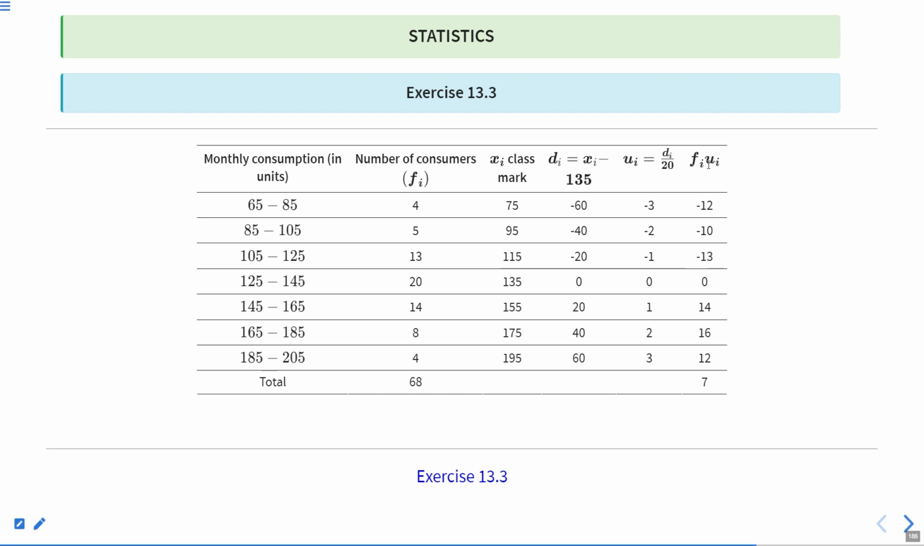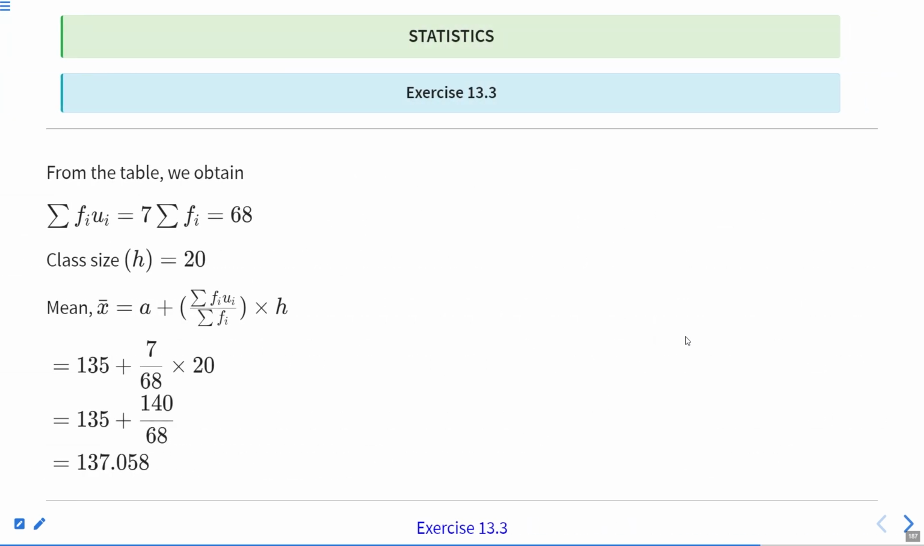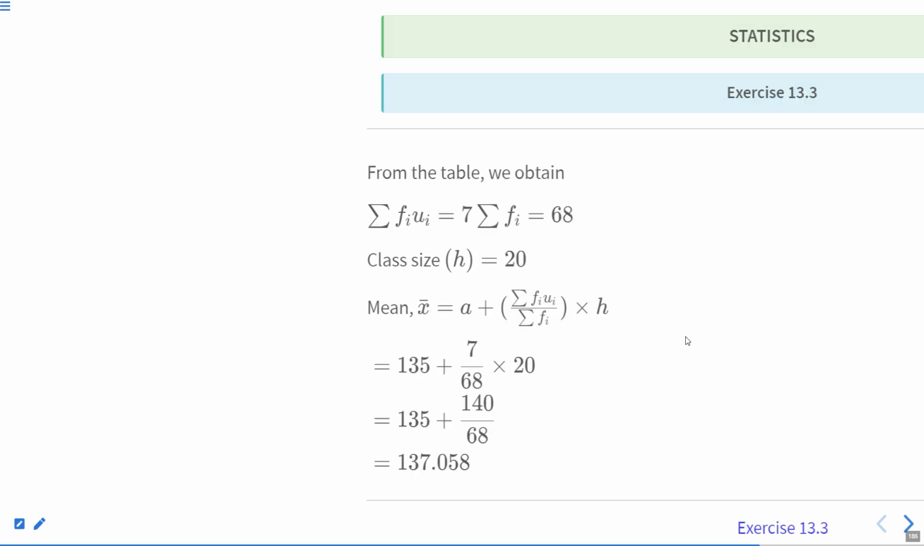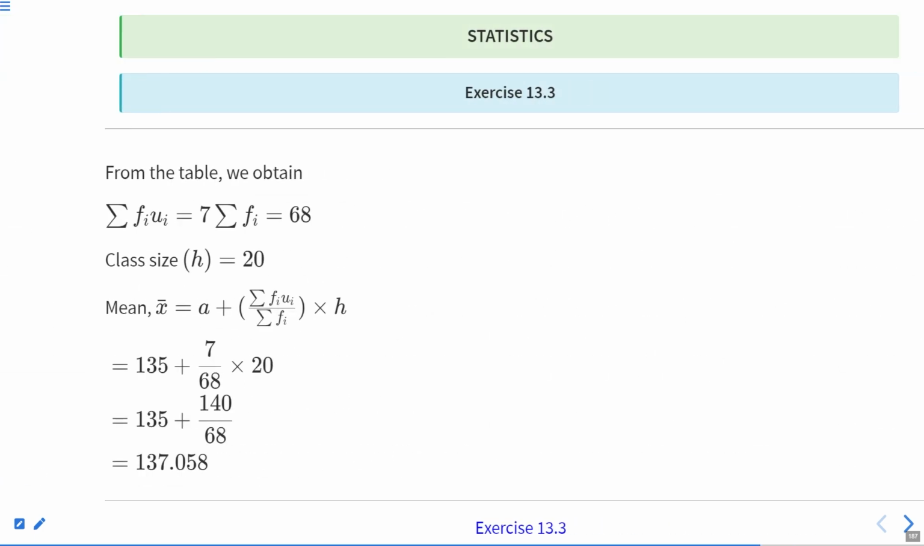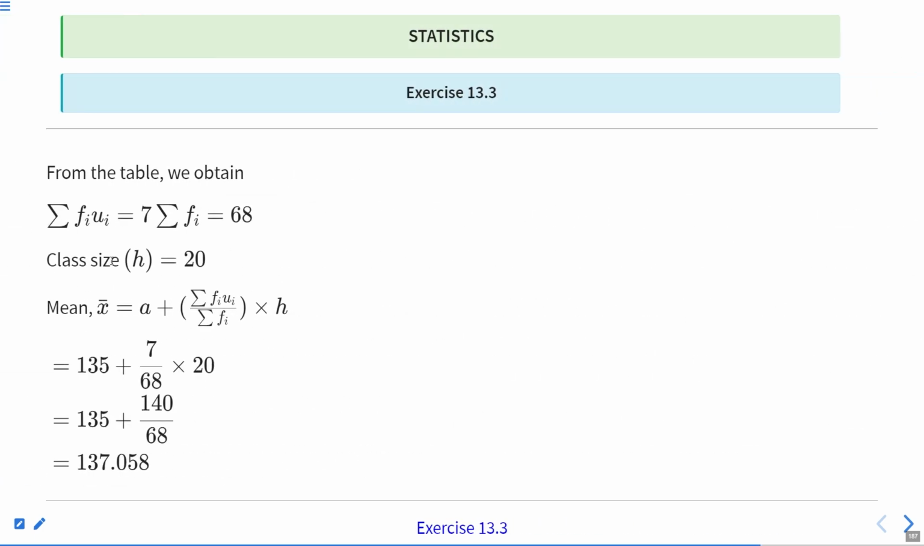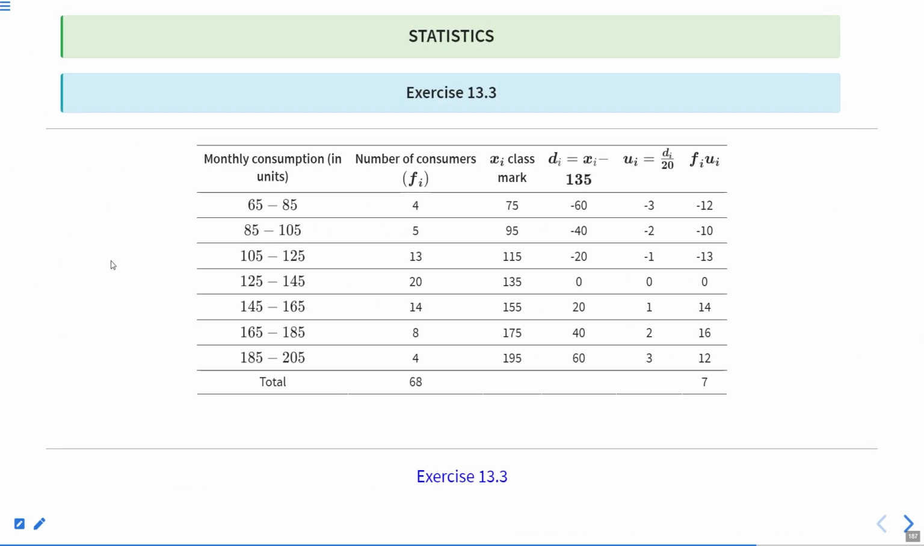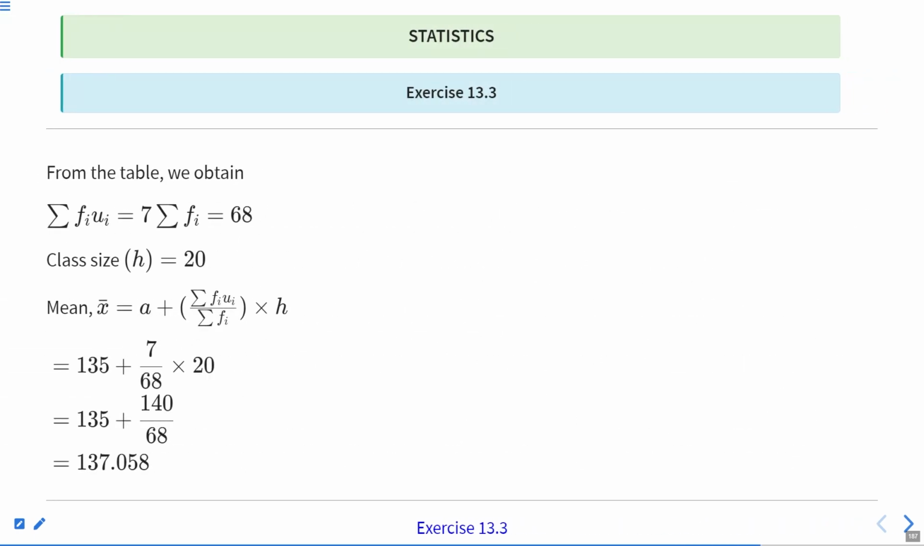Now if we add the values of the number of consumers, we get 68. And if we add all the fi ui values, we get 7. So from this table, summation of fi is equal to 68 and summation of fi ui is equal to 7. Now the class size h is equal to 20, and the mean x bar is equal to a plus summation fi ui divided by summation fi, times h, and here the value of a is 135.